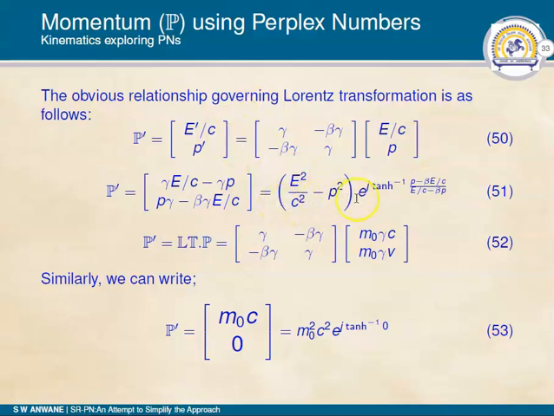wherein the magnitude of the perplex number is square root of E square upon C square minus P square, into e to the power j times phi, where that phi is equal to tanh inverse of (p minus beta e upon c) divided by (e upon c minus beta p). So P dash can also be written in another form as the Lorentz matrix gamma, minus beta gamma, gamma, multiplied by the 2 by 1 matrix mc, mv, or if you like m0 gamma c, m0 gamma v.